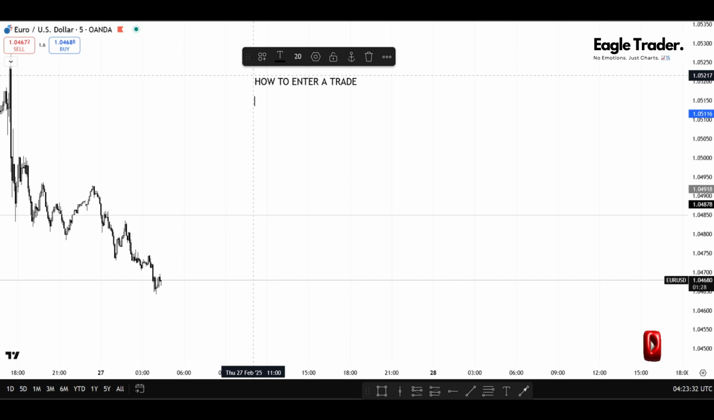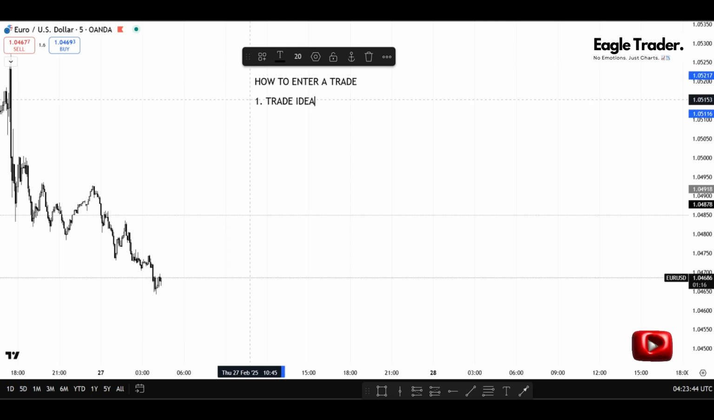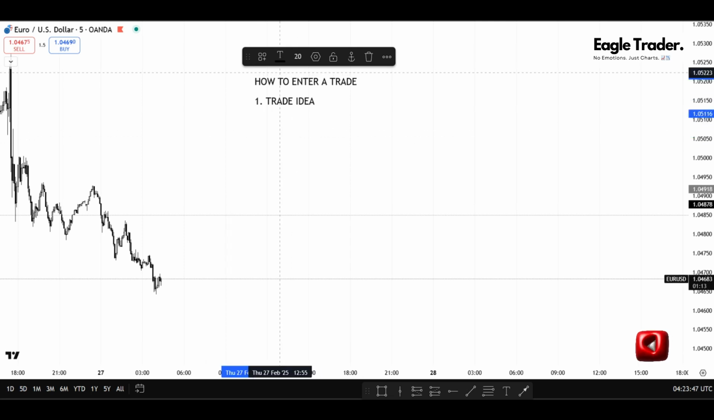So guys, the first thing that you want to do before entering a trade is to have a trade idea. As important as this is, you need to know, what am I doing in the market? Is there going to be a sell? Is there going to be a buy? And perhaps this could be a personal analysis or a trade signal.